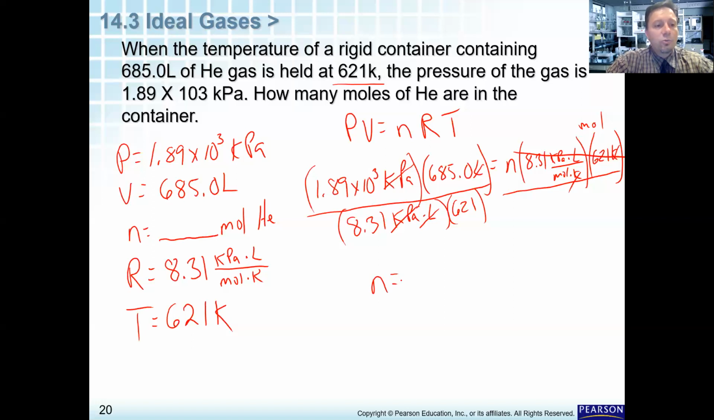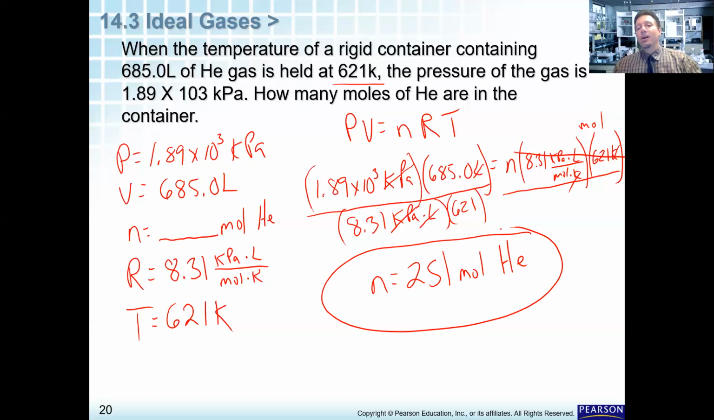N is going to equal 251 moles of helium. So when you look at this, I have a large volume at 685 liters, and I have a high temperature. So what that all correlates to is I have a lot of moles of gas. I have 251 moles of helium. So that should be my final answer. So once again, you plug it into the formula, change it around to isolate your variable, and then plug it in.